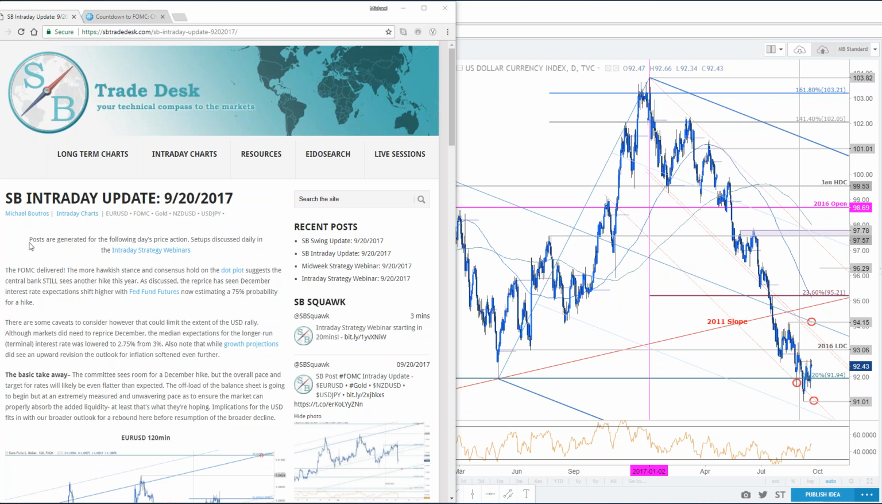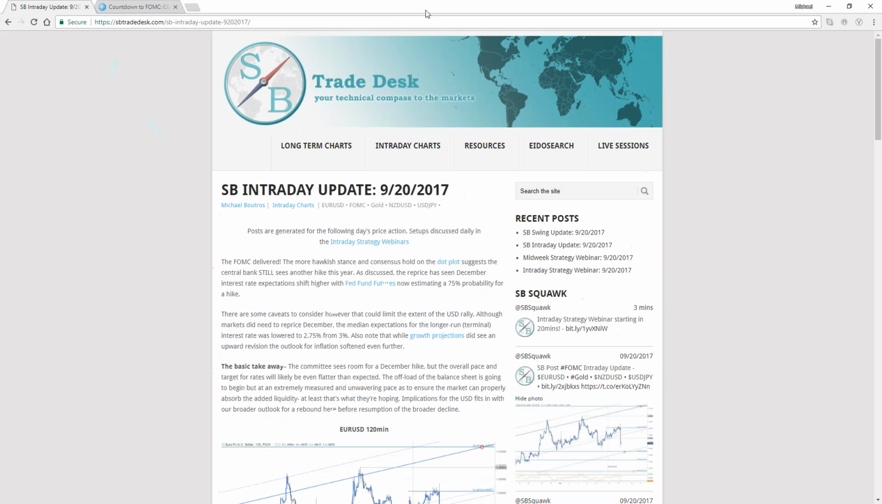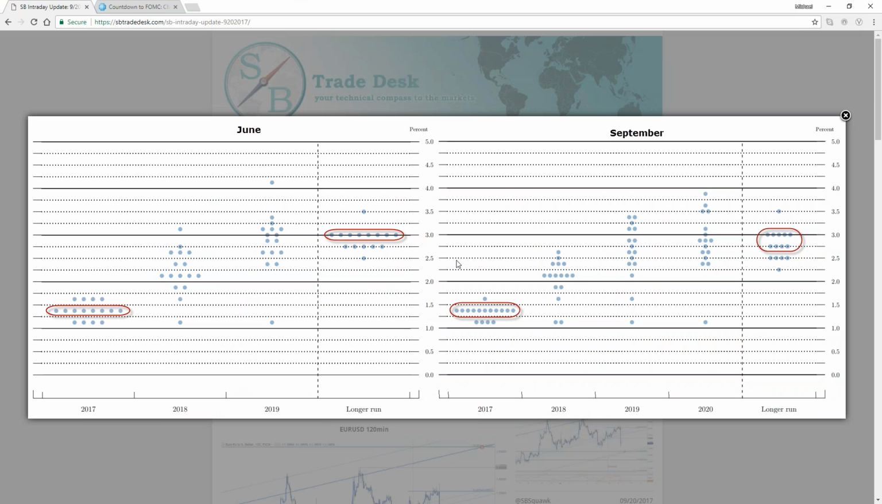So the FOMC delivered. What can I say? The dot plot was the main thing that we talked about in the webinar yesterday. Let me just expand this for you. The main thing I wanted to highlight here is essentially exactly what we discussed happened, right? We said if they held the dot plot still at the expectation of 1.4, between a quarter and 1.5% for the close of the year, you'd probably see the dollar rally, right? Because although this was in June, markets heading into the release were pricing a very, very slight expectation for a December print. So that repricing in the market will put some legs under the dollar.